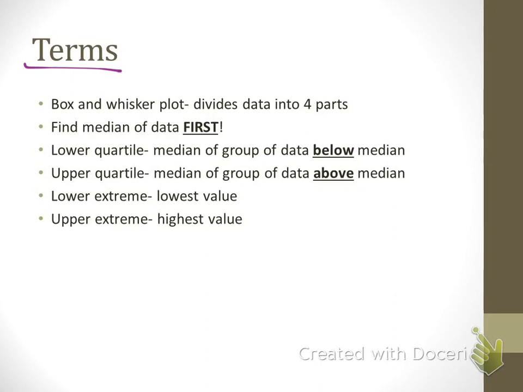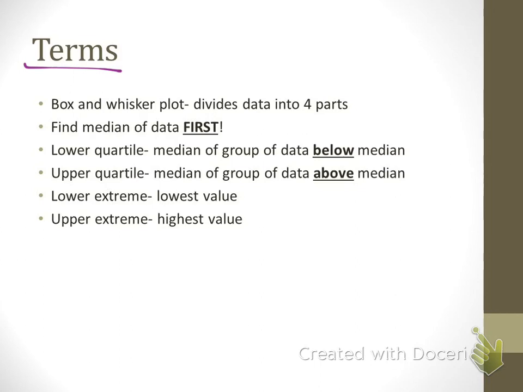So you find the what first? You find the median of the data first. Then, once you find the median, that divides your data into the lower and upper quartiles, and you have to find the median of those groups of numbers as well. Then you find your lower and your upper extreme. So you need to know what each one of those are, so take a minute to write those down.